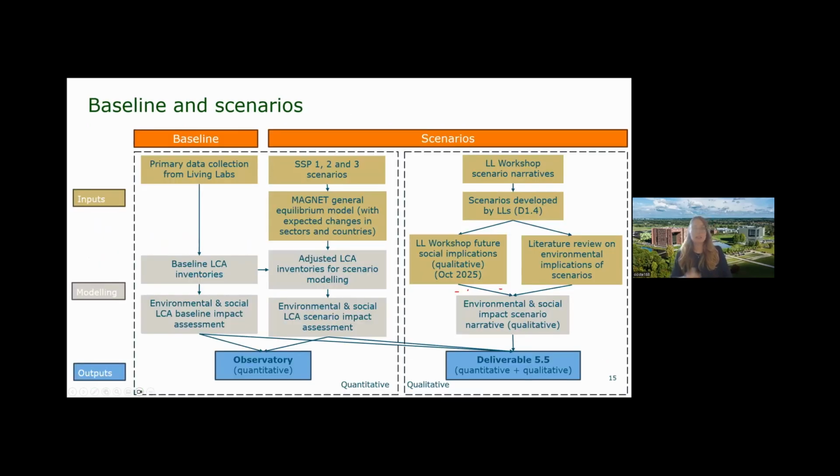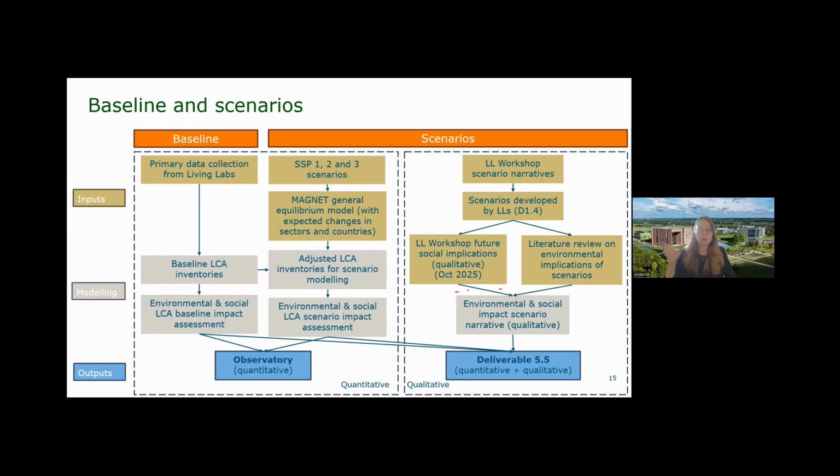And that is one part of what we did. And this is the full picture of what we did. It might look a bit complex, but I'll walk you through it. So what I just explained is the top left, so the baseline and a primary data collection from living labs. With that, we did quantify the impacts. If you go down, so the environmental and social baseline impact assessment. So we have insights into their hotspots at the moment. So we quantified the impact of the reference year, which was for most living labs 2023 or 2024. And then we can already learn a lot.